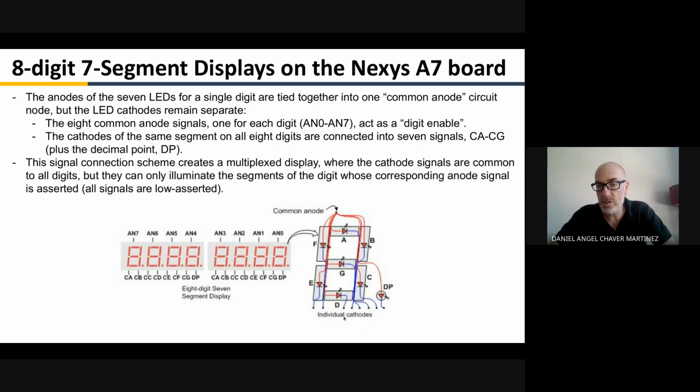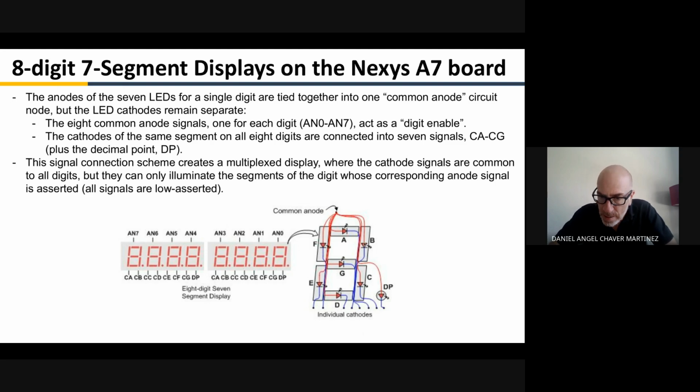Now, the cathodes are individual to each display. So there's a cathode that controls this LED, which is called CA. It's here, signal CA, will control this LED for the 8 digits. So if I write CA equal to 0, this LED and this one, and this one, and this one, and this, and this, and this, and this will be on. If I write a 1, they will be off.